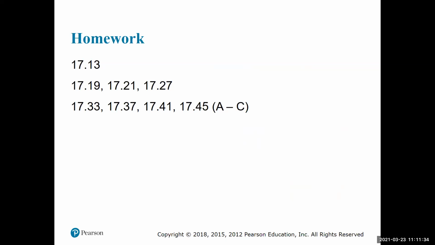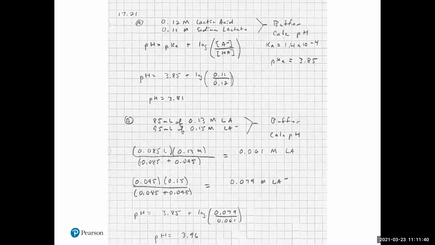Okay, I have a couple of homework problems here I'd like you to take a look at. I'm going to go over a couple. Okay, first one, 1721. We're going to calculate the pH of a buffer that is 0.12 molar in lactic acid and 0.11 molar in sodium lactate.